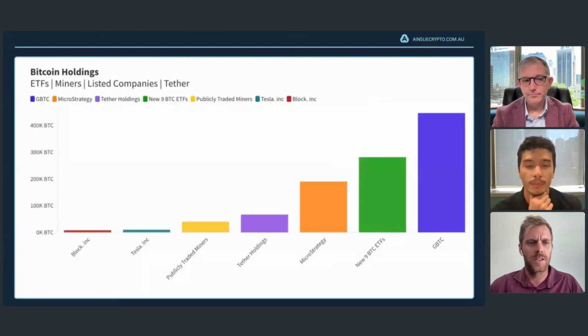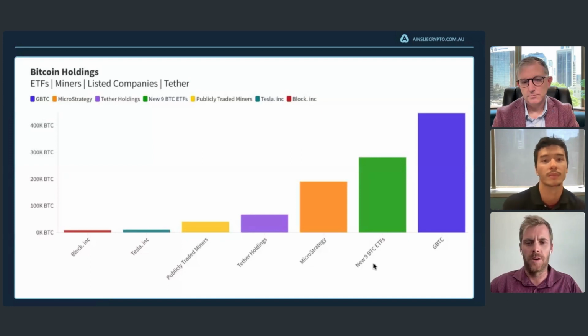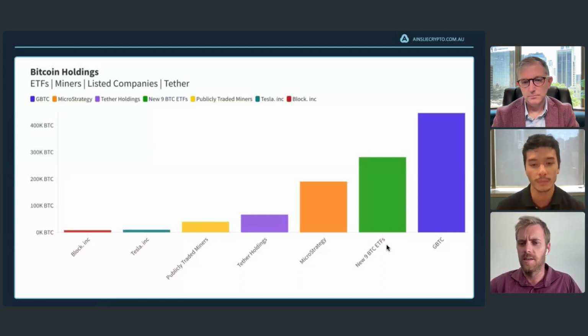And last one, so this is just a comparison of different institutions' holdings of Bitcoin. A lot of people talk about MicroStrategy and the amount of Bitcoin that they hold, but we're already looking at the newborn 9 ETFs surpassing MicroStrategy and quickly catching up to GBTC, who are also losing coins at the moment as well. So it won't take long, maybe 3 or 4 months, we should be well past GBTC.